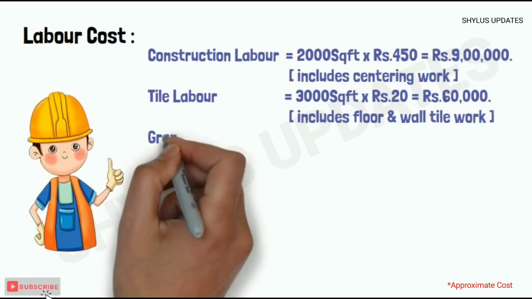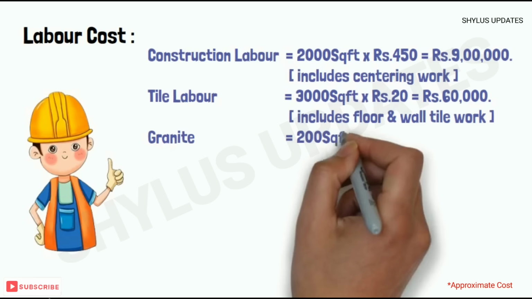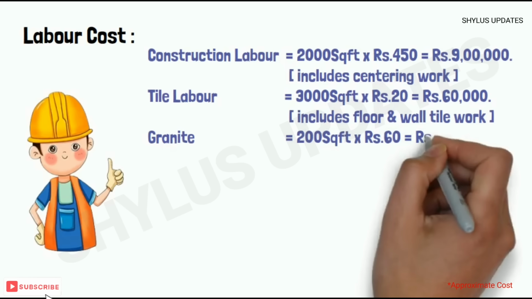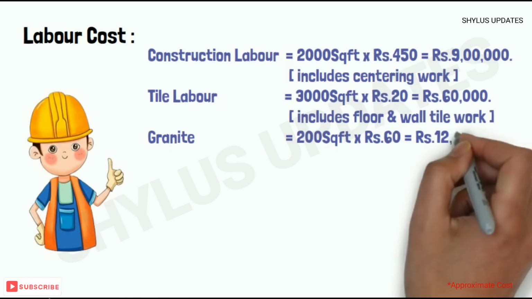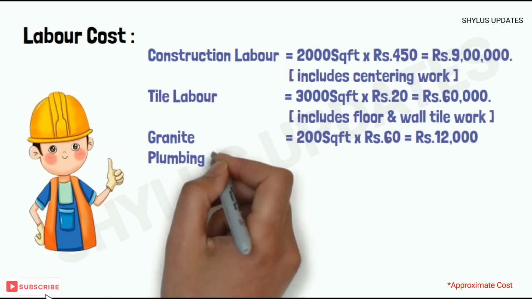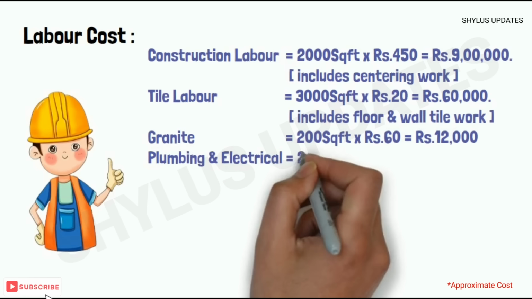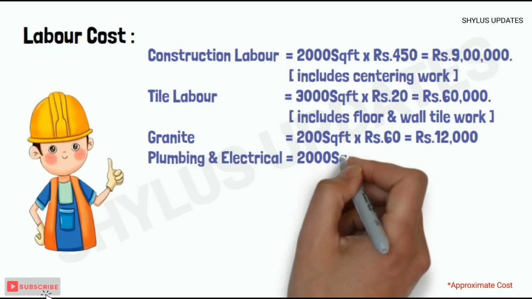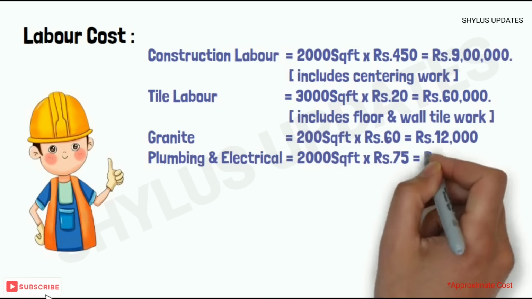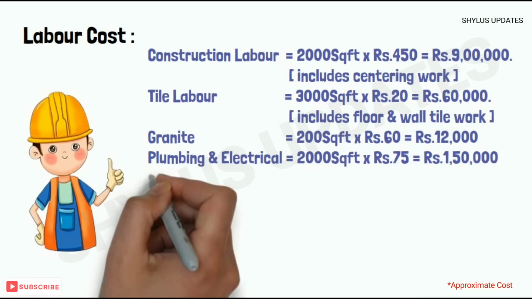Granite. Granite works are done for 200 square feet. For that, the amount is rupees 60 per square feet. When you multiply 200 square feet into rupees 60, you get rupees 12,000. Plumbing and electrical work. These works are done for 2000 square feet. For that, the amount would be rupees 75 per square feet. When you multiply 2000 square feet into rupees 75, you get rupees 1,50,000.